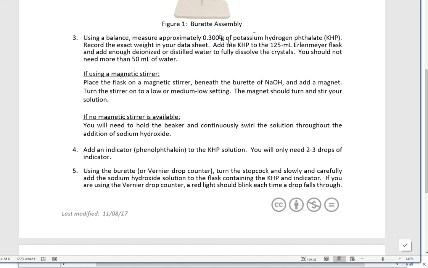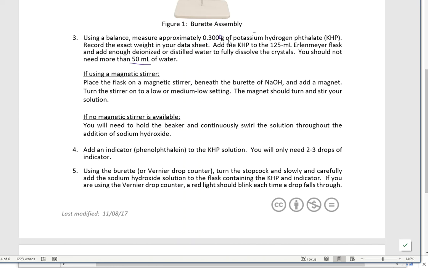And then it says add the KHP to the flask, add enough water, at least 50 milliliters or under. Just make sure that it's fully dissolved before you go further. If you use a magnetic stirrer, that's great. Place it on the stirrer beneath the burette. Add your magnet. Turn the stirrer on so that it will constantly mix these solutions for you throughout the titration process. You'll have a much better number if that goes on.